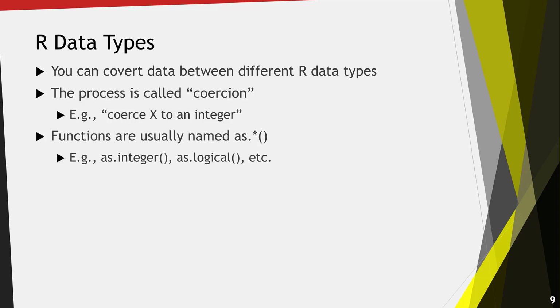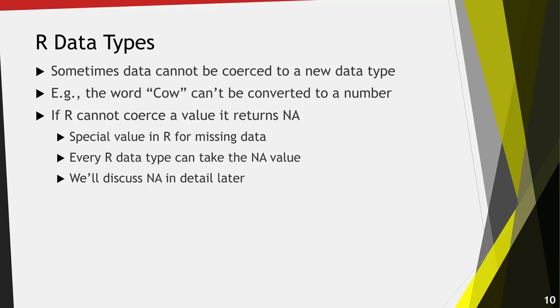R also includes methods for converting between different data types. This process is called coercion. The functions that perform coercion are usually called as-dot functions. So again, there's generally no tidyverse equivalent of these, so they will include a period instead of an underscore. So coercion functions would be things like as.integer, as.logical, and so on. Sometimes data can't be coerced into a new data type. So for example, the word cow can't be converted into a number. If R can't coerce a value, it returns NA. We'll talk about this later because NA is a special value for missing data in R. Importantly, every data type in R can take the NA value.